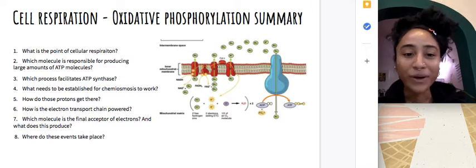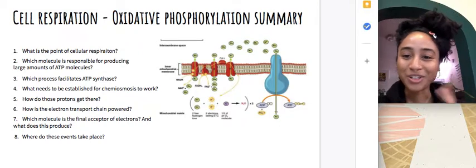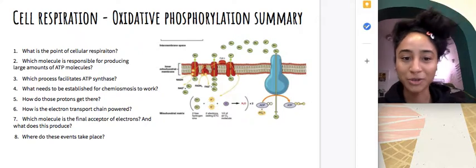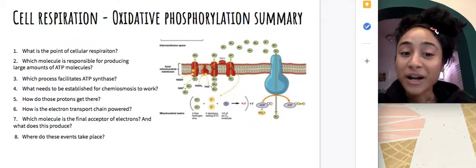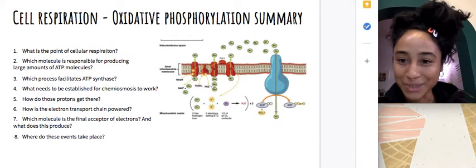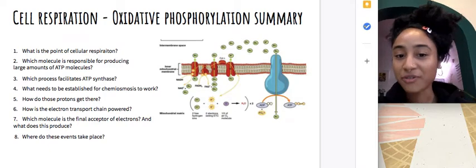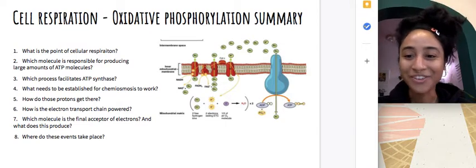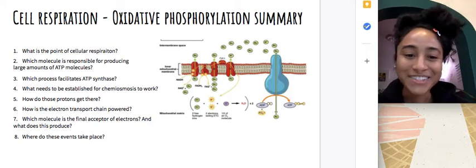So first question, what is the point of cell respiration? Hopefully you're thinking to make ATP. Question 2, which molecule is responsible for producing large amounts of ATP molecules? ATP synthase. Which process facilitates ATP synthase? Hopefully you're thinking chemiosmosis. Question 4, what needs to be established for chemiosmosis to work? A gradient, specifically a gradient of hydrogen ions or protons, because hydrogen ions are protons.